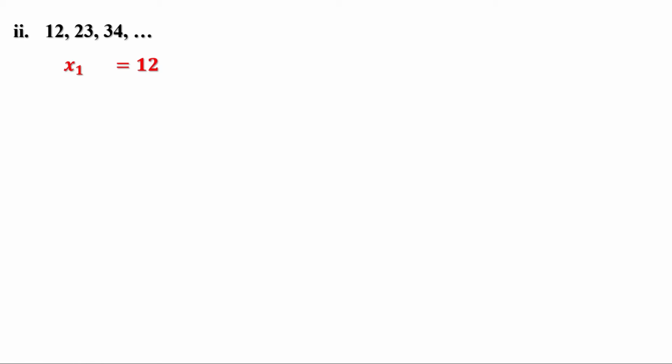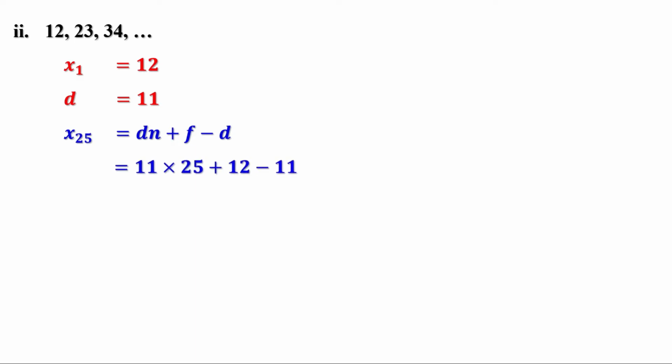Second one, 12, 23, 34, etc. First term is 12, common difference is 11. Now the 25th term is 11 into 25 plus 12 minus 11. 12 minus 11 is 1. So we can write 11 into 25 plus 1. That is 275 plus 1, or 276.